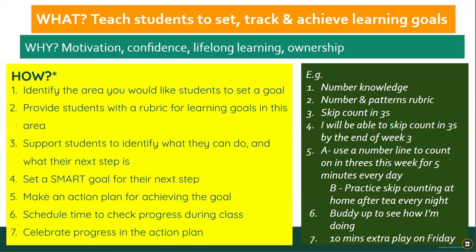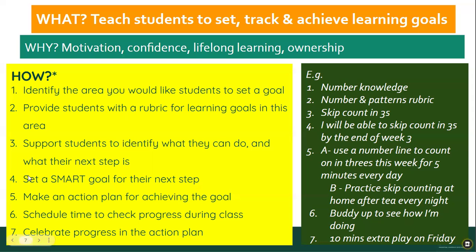So for example, for step number 3, the student identifies their next step is to skip count in 3s. Number 4 is to set a SMART goal. And my example is, I will be able to skip count in 3s by the end of week 3. And you can see how that's a SMART goal because it's specific. So it's the skip counting in 3s. It's measurable. They'll know whether they can or can't do it. It's achievable because the students have identified that's where they are. It's relevant or realistic, and it's also got a time frame.